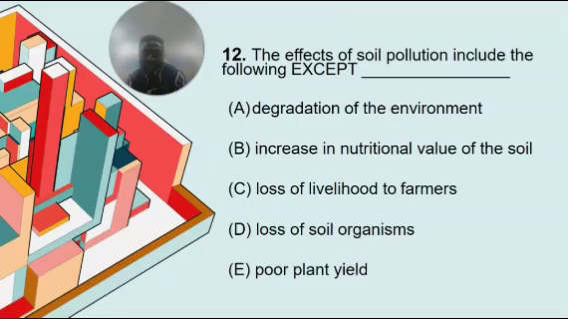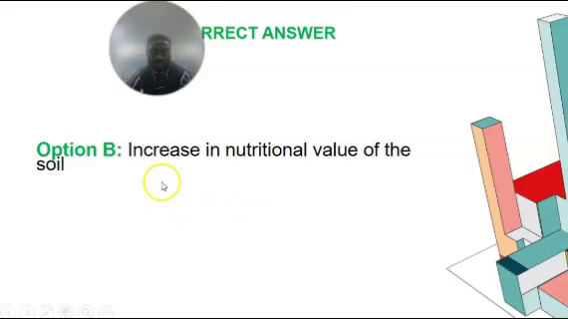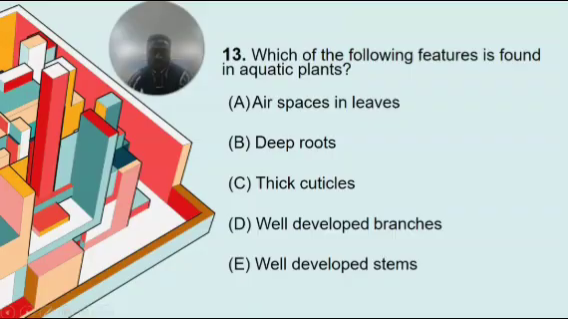Option B, increase in nutritional value of the soil, is not part of soil pollution, because soil pollution is a negative impact and not a positive impact, such as B, increase in nutritional value of the soil. But all other options here are the negative impact or effect of soil pollution. So take note of that and pen it down in your biology notes. So the answer is option B, as you can see here, to confirm.